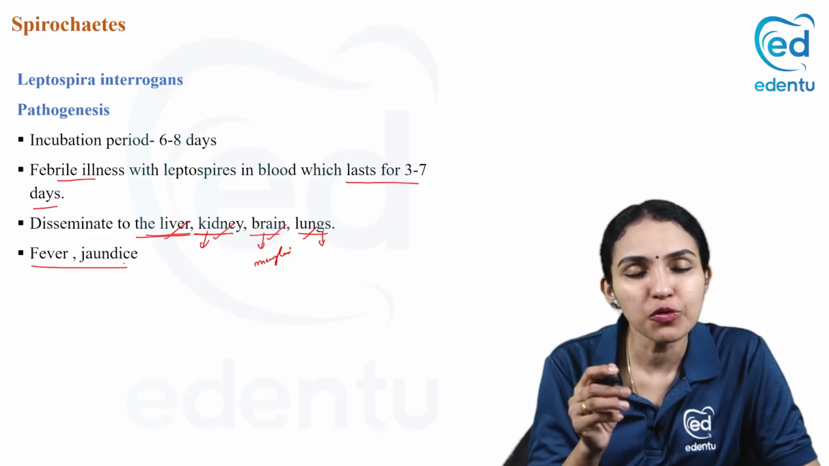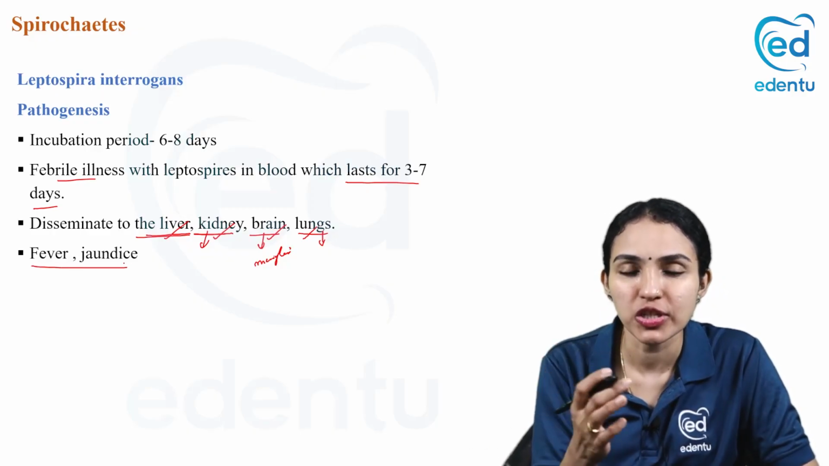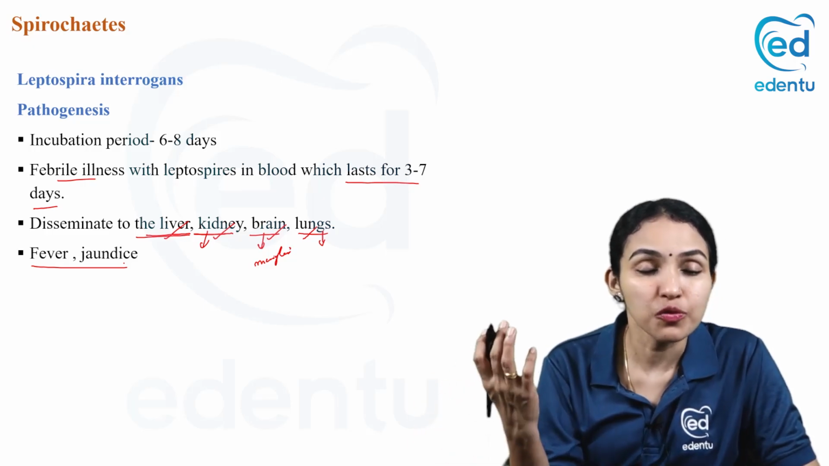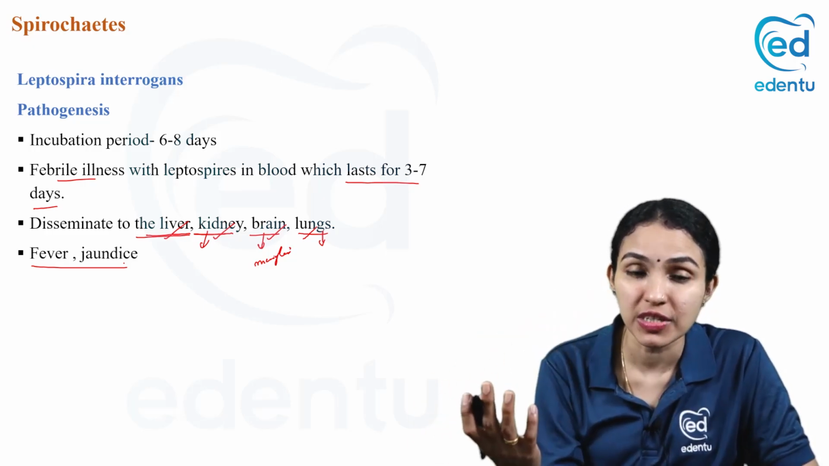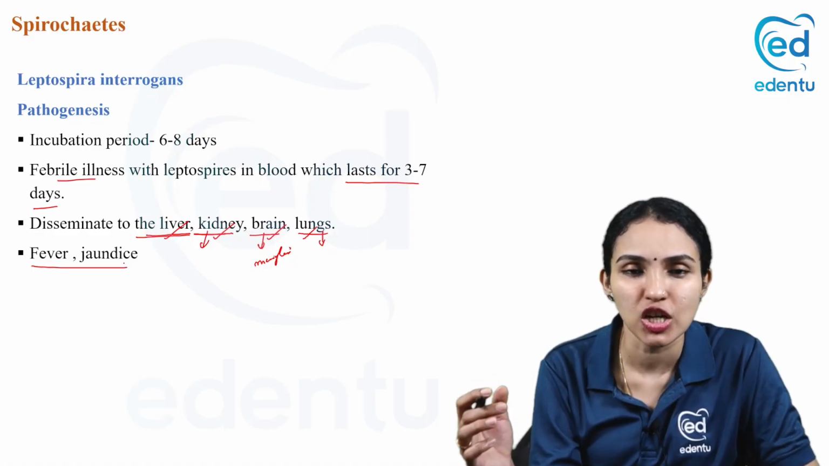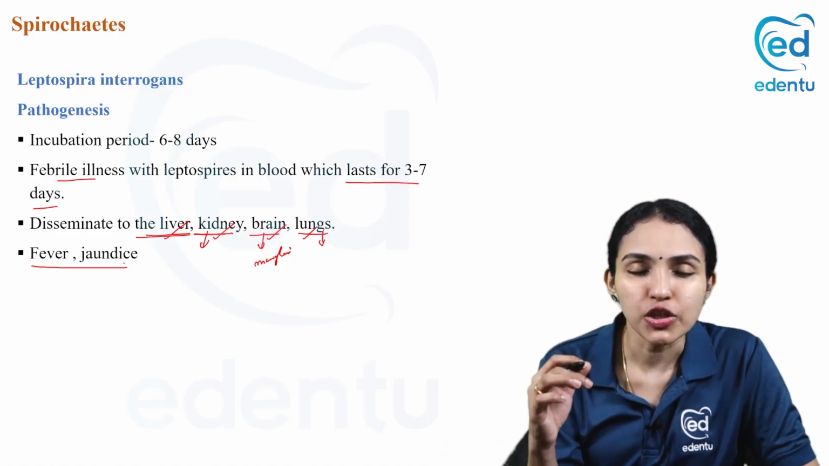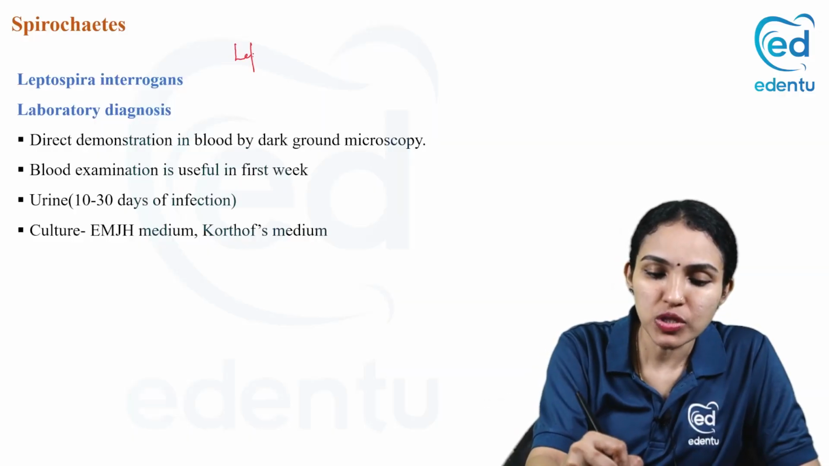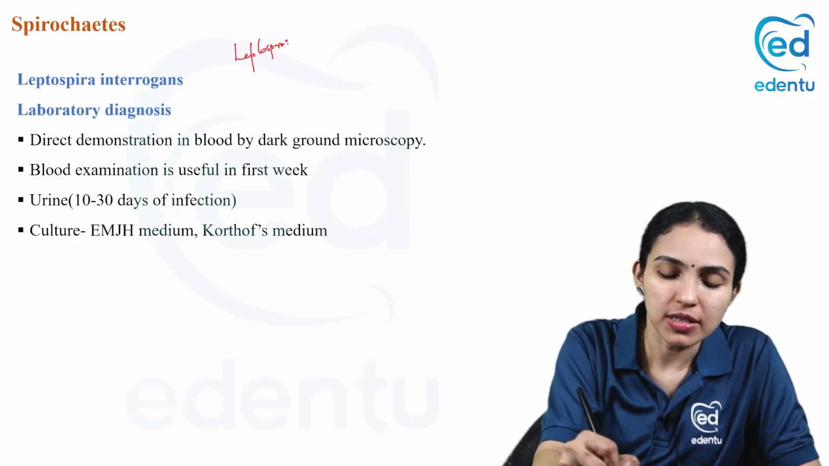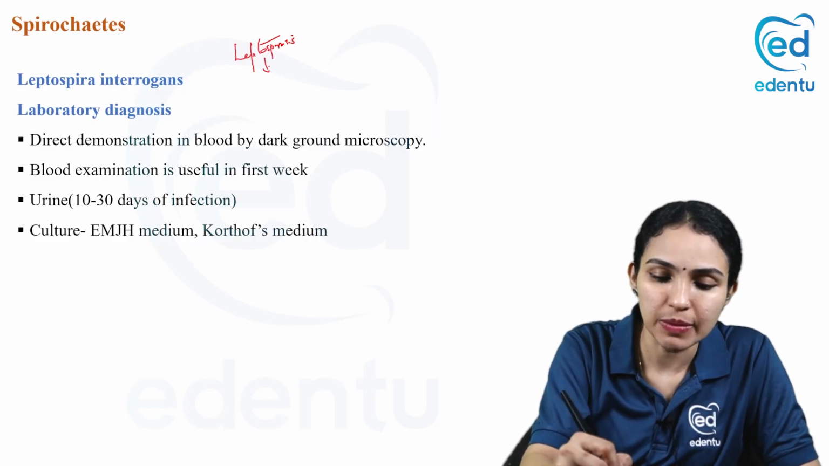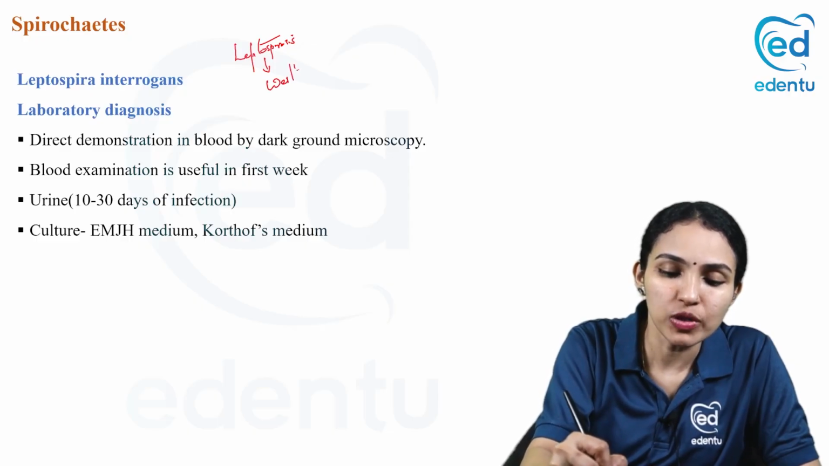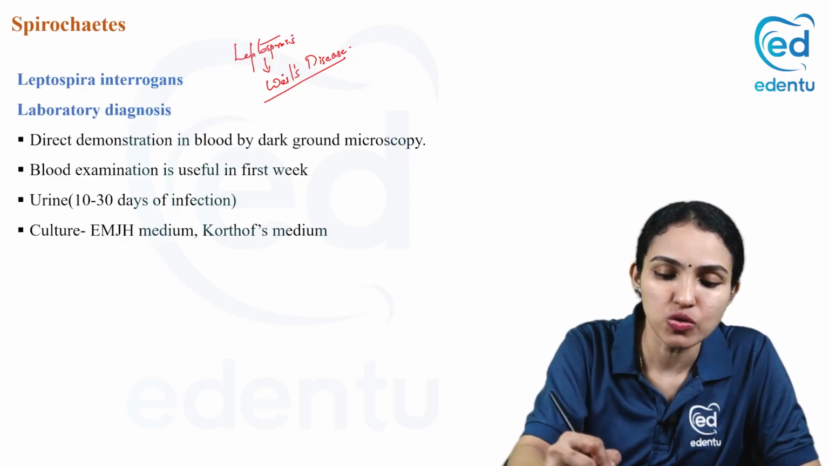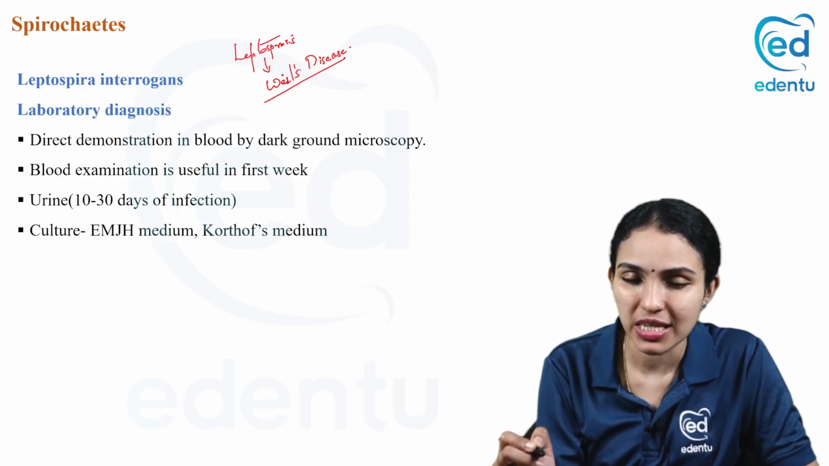So when you see fever and jaundice in a patient, especially an agricultural worker or somebody who is exposed to contaminated water, and fever and jaundice along with conjunctival suffusion, which is another condition commonly seen in leptospirosis, you have to suspect leptospirosis. You call the disease leptospirosis. Another name for leptospirosis is Weil's disease. So please be familiar with this term also, because sometimes the question can be asked like this: Weil's disease.